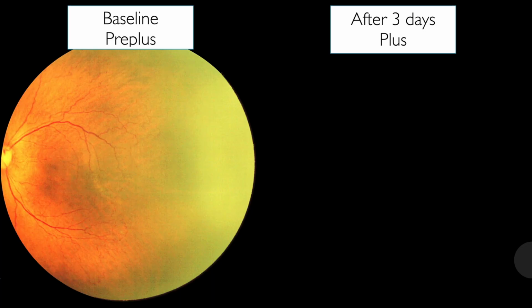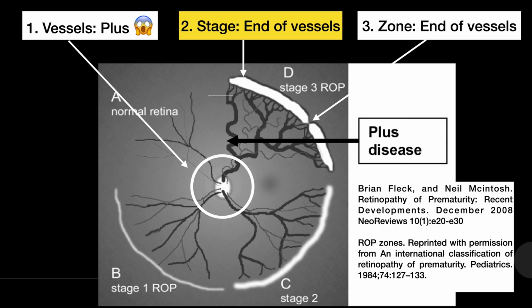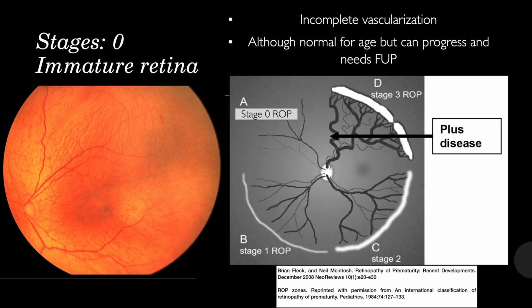If you are in doubt about it, you have to follow up the case after 3 days. If the vessels get more dilated and tortuous, this is actual plus. What is the stage? Following the vessels to the end, how do they look? If we don't have any pathology, this we call stage 0.